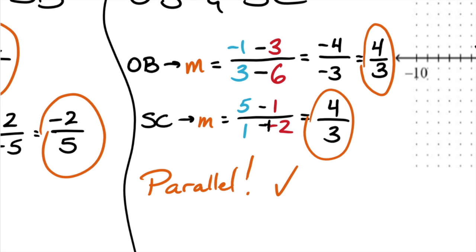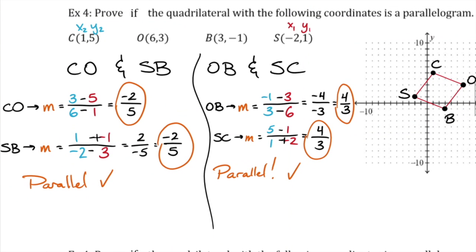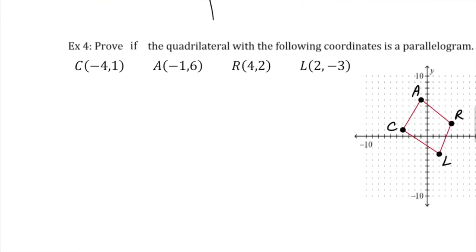Ding. So, because we just showed that these two pairs of opposite sides are parallel to each other, that means that we have a parallelogram. That's all we really need to do for these. Let's try another one out.